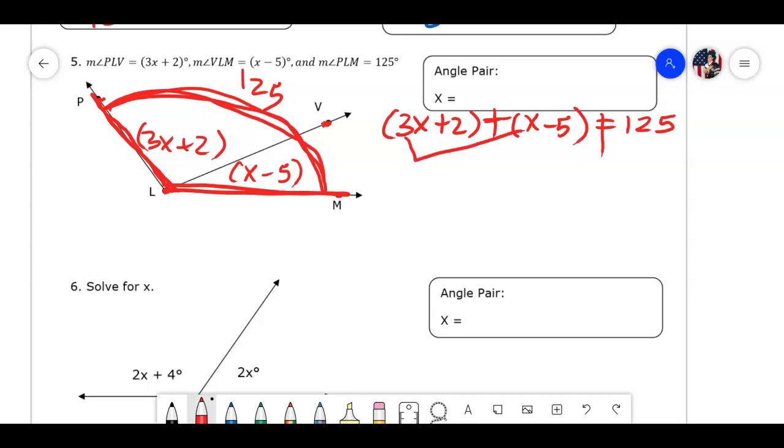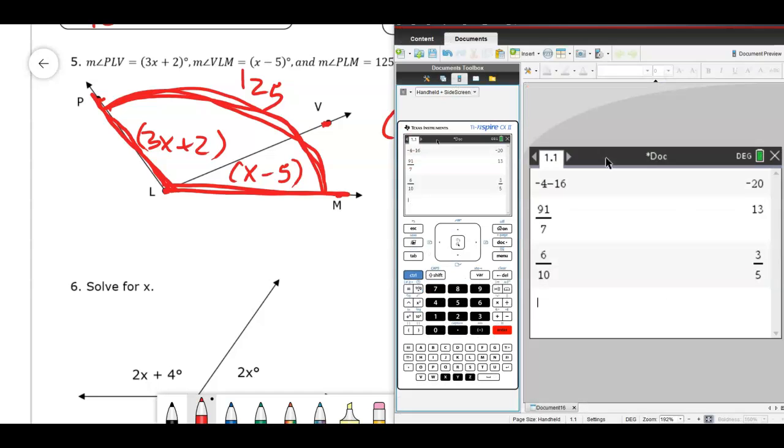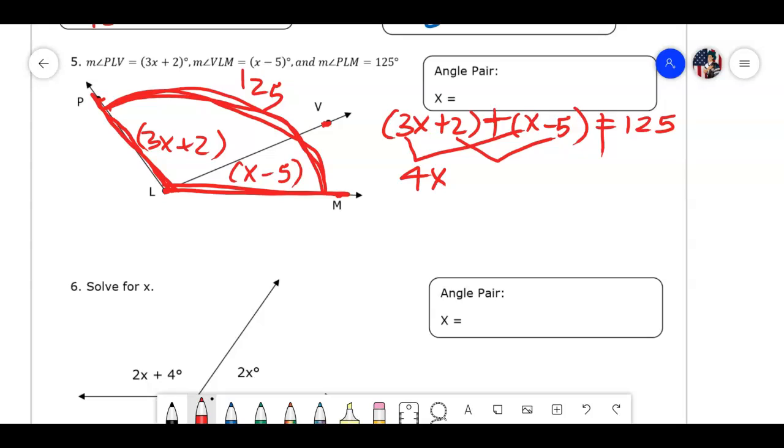3x plus 1x is what? 4x. Also, I have constants I can combine. 2 and minus 5. What's 2 minus 5? If you're not sure, again, your calculator can help you with little things like that. 2 minus 5 is negative 3, so we'll put minus 3. Equals 125. We bring that down. And we have a two-step problem.